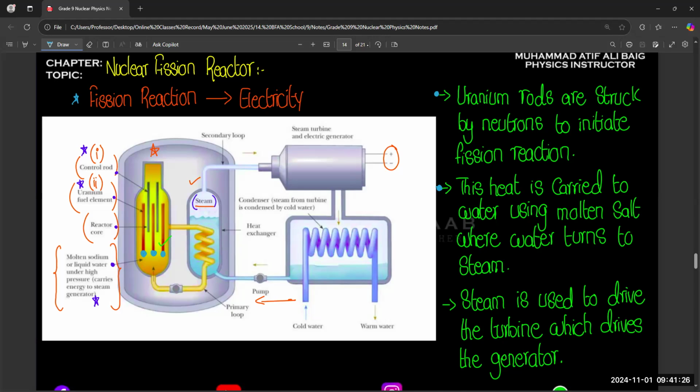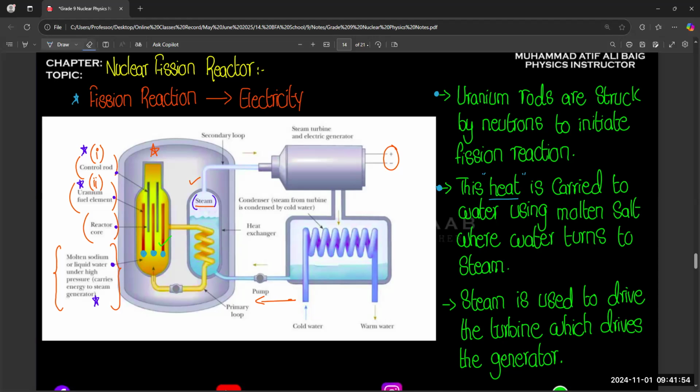In the same way, in this nuclear reactor, we are using fission reaction, because in fission reaction we also get a very high amount of thermal energy, right? So in the same way, we are using that heat energy. It is written, this heat is carried to water using molten salt, where water turns into steam.